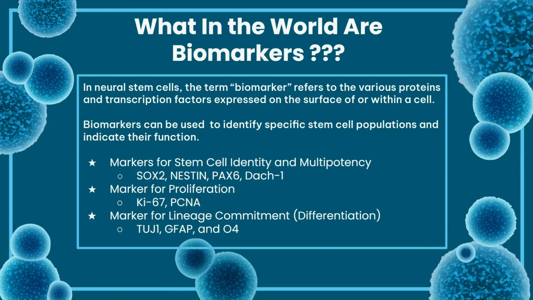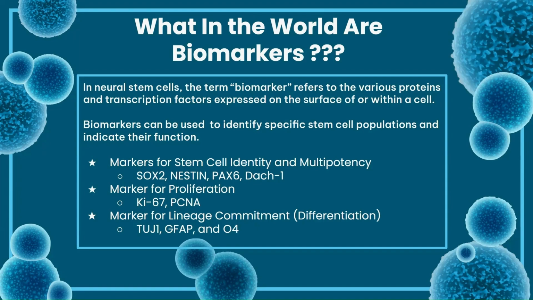So, what in the world are biomarkers? In neural stem cells, the term biomarker refers to the various proteins and transcription factors expressed on the surface or within a cell. They can be used to identify specific stem cell populations and indicate their functions. Now, some of the main biomarkers we focus on include those that identify stem cells and the type of stem cell they are. So we have SOX2, Nestin, CAC6, DAC1. There are also those biomarkers that identify cells that are proliferating, so Ki67 and PCNA.